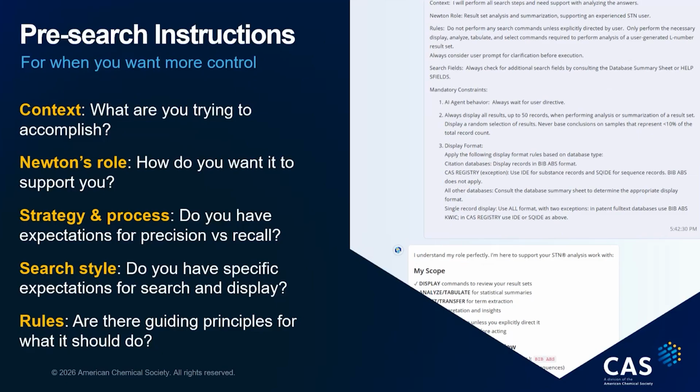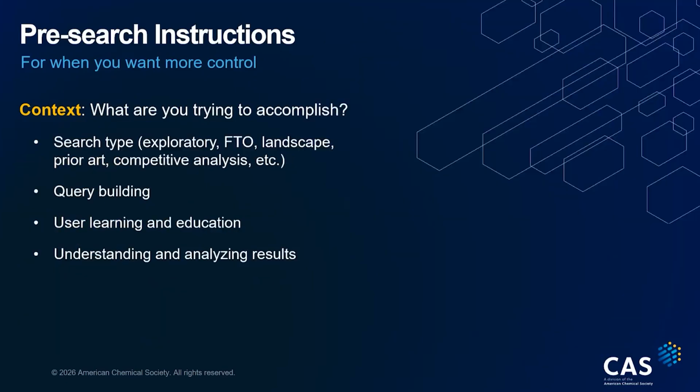So let's take just a closer look at some of these items. Context. Think about that context. Are you trying to do a specific search type? Do you really want assistance with simply query building so it can kind of advise and supplement your own skill set? Are you trying to learn, as we discussed previously? Or maybe you're okay with doing the search and you simply want Newton to help you understand the results, maybe analyzing them or summarizing them.